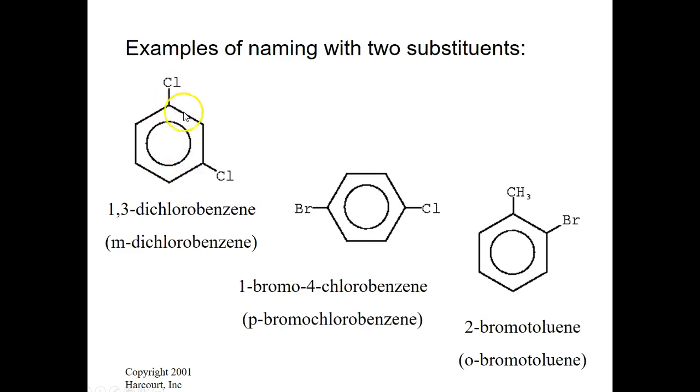So I have a chlorine on 1, and I have a chlorine on 3. I have a bromo on 1, and I have a chlorine on 4. Here I have a bromine here, and I have a methyl group. So this guy right here, without the bromine, is called toluene. And then this guy is a bromo. So it's 2-bromotoluene. So that's a common name, so make sure that you've seen this before. I know you might see it in real life, so I want you to see the word toluene.